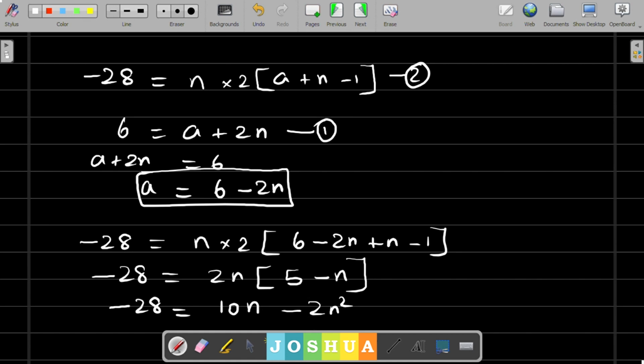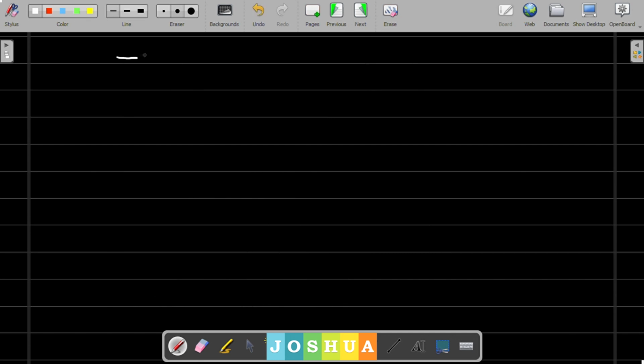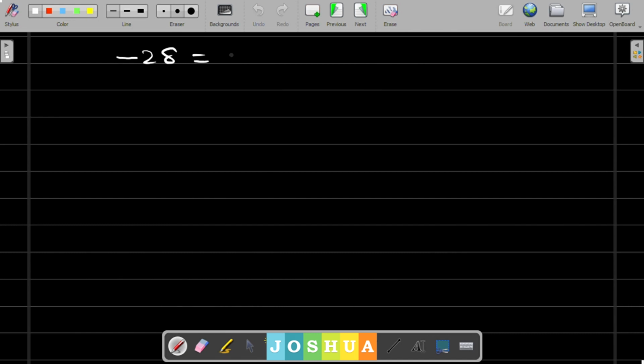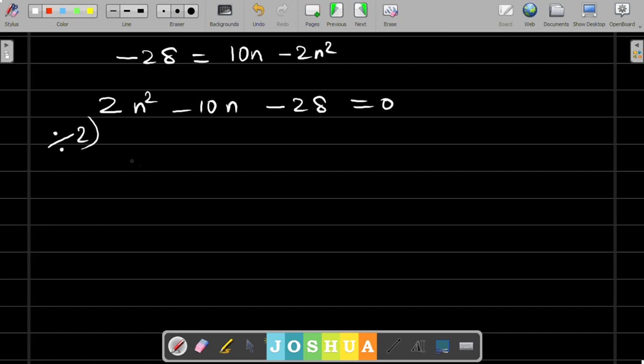I'm taking the value to the next page. Please note down the same value, minus 28, that is equal to 10n minus 2n square. Now I am bringing 2n square and 10n to the other side. So this will become 2n square minus 10n minus 28 is equal to 0. To simplify further, I am going to divide by 2 on both sides. So this becomes n square minus 5n minus 14 equal to 0.